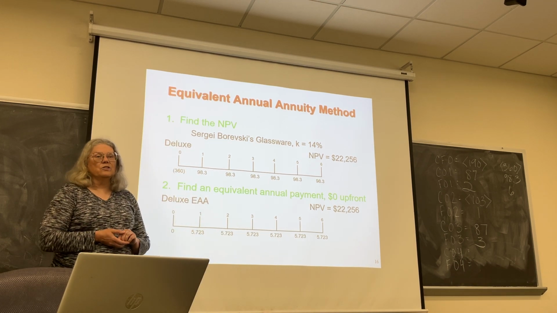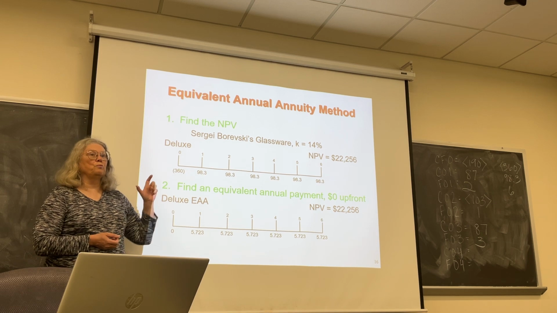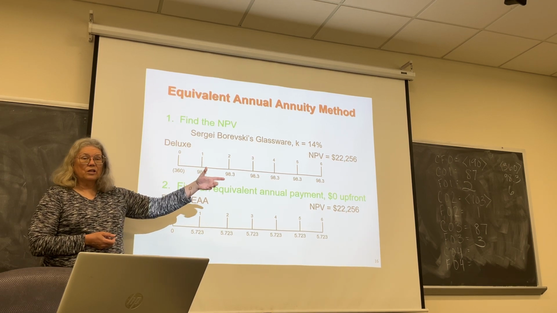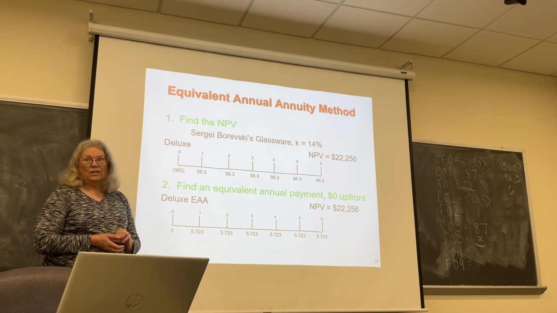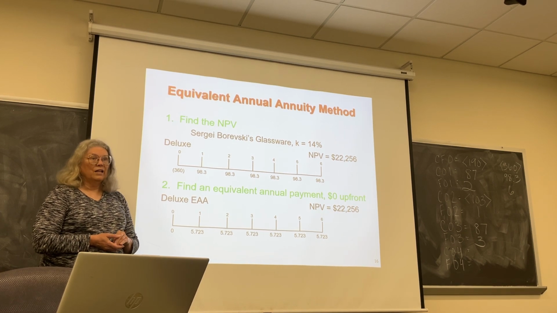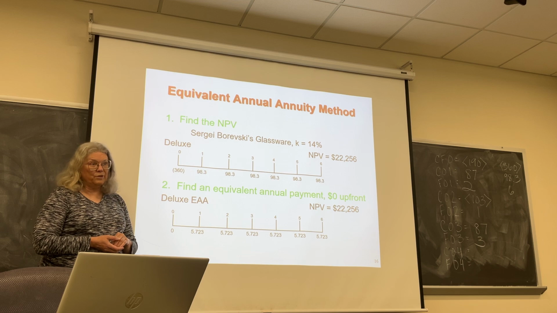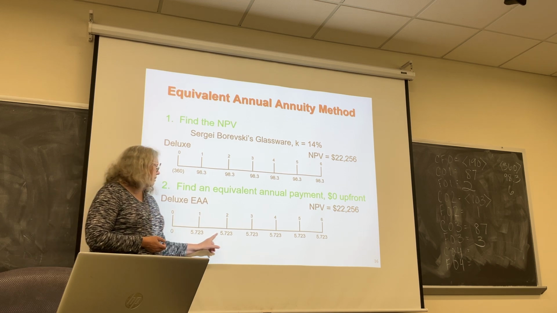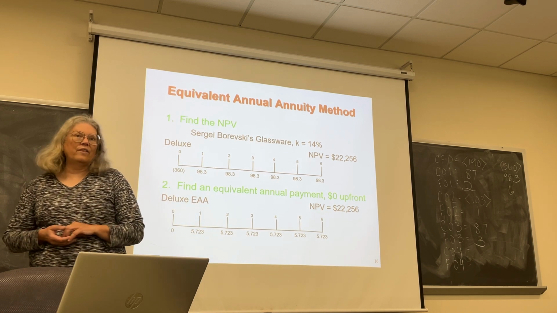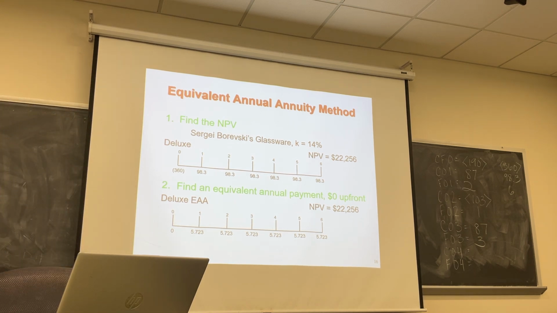You could test this by taking the NPV for the Supreme for 6 years and calculating the EAA, and you would find it's the same EAA that we calculated for 3 years. So we can directly compare whatever that EAA is, and that would tell us, because we want the highest EAA, right, what we should do. Any questions on this method?